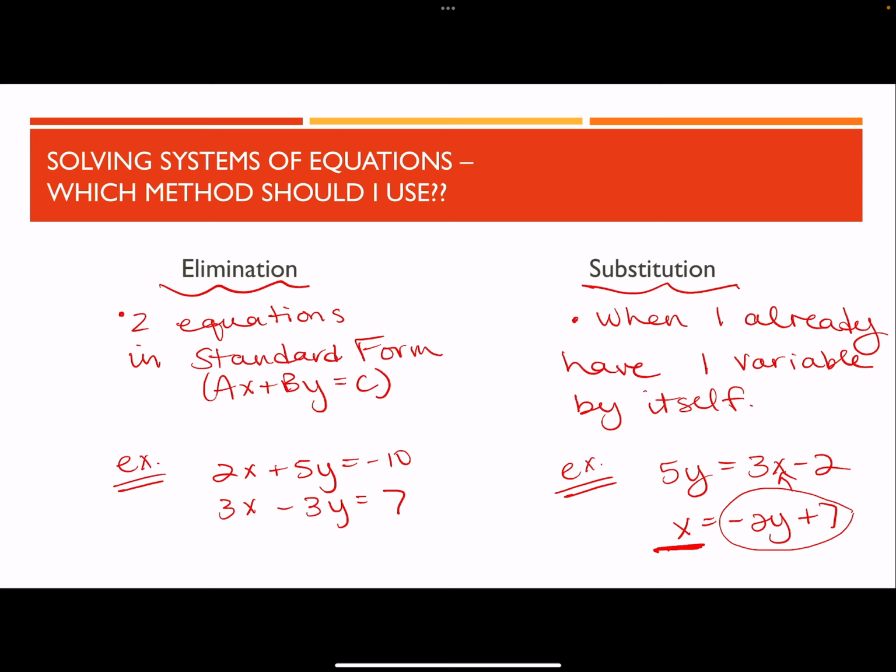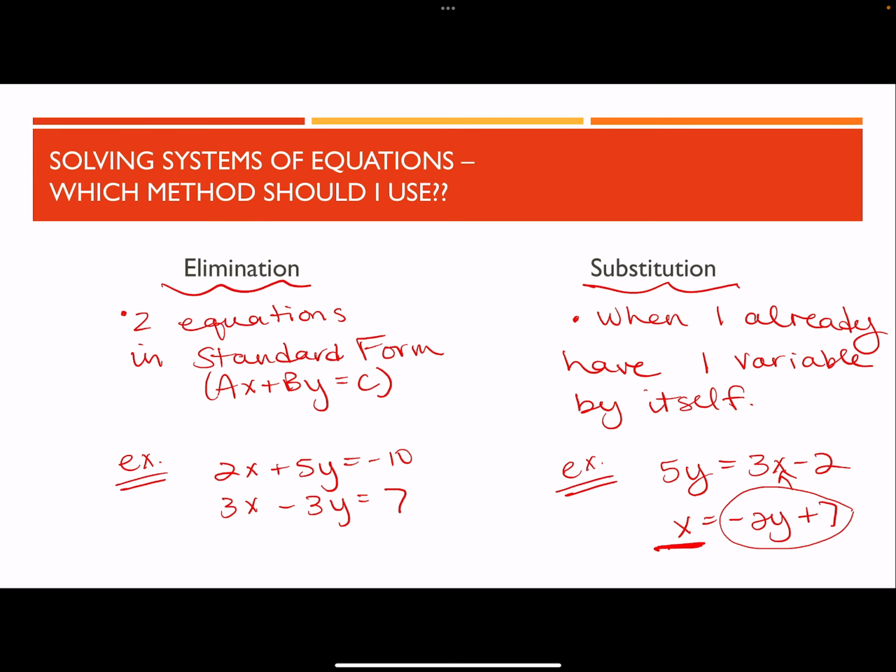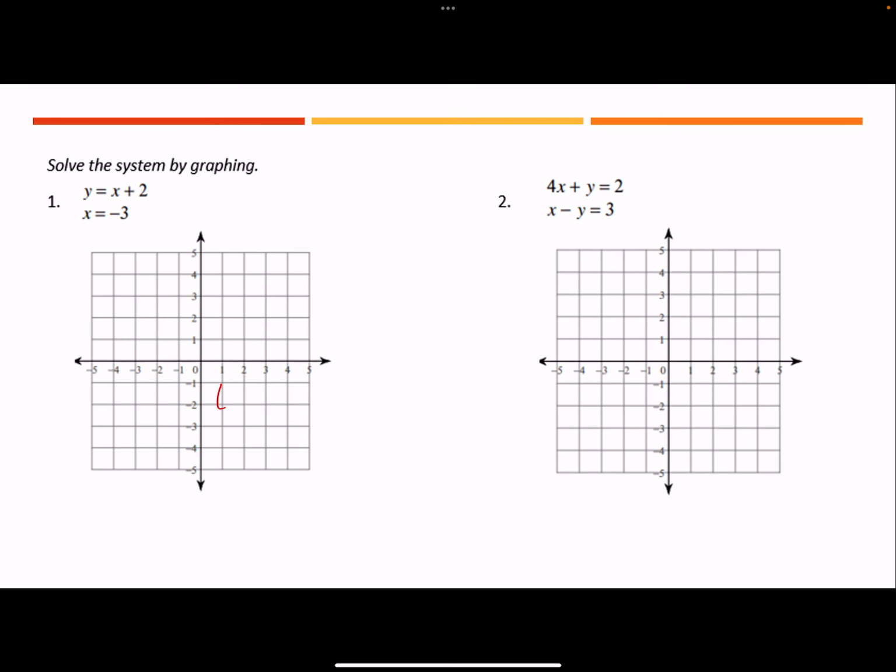So let's do some quick practice problems. Number 1, solve the system by graphing. y = x + 2 and x = -3. So I'm specifically telling you now that I want you to graph, so you want your equations to be in y = mx + b form.